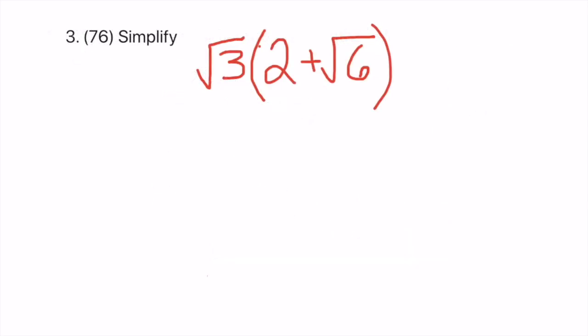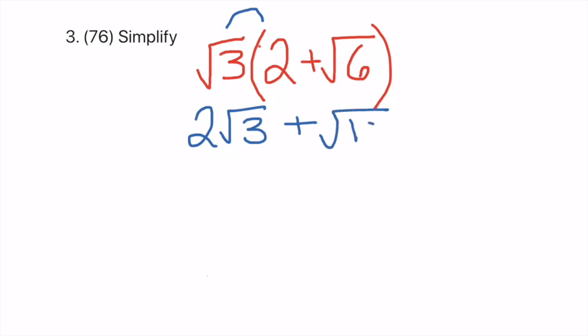Simplify. So this one is just a distributive problem, but we're just dealing with some radical signs in it. So first we're going to do root 3 times 2. So that's 2 root 3 plus, and now we have root 3 times root 6, and that is root 18. Now, 2 root 3 cannot be reduced because you can't break down 3 into any other factors, but we could break down 18.